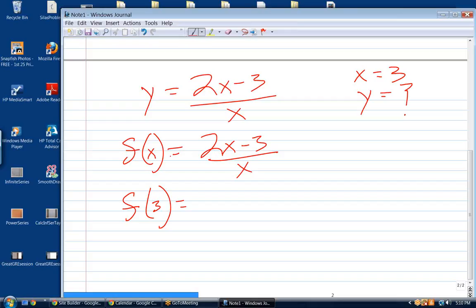In other words, when something is written f of x equals a bunch of variables involving x, and then you say, well, what is f of 3? Whatever's in the parentheses, I'm going to plug in for x. So that's 2 times 3 minus 3, all divided by 3. What's that answer? Yeah.